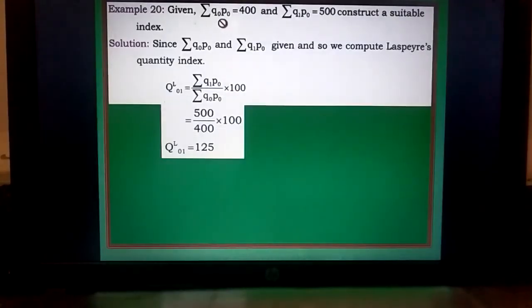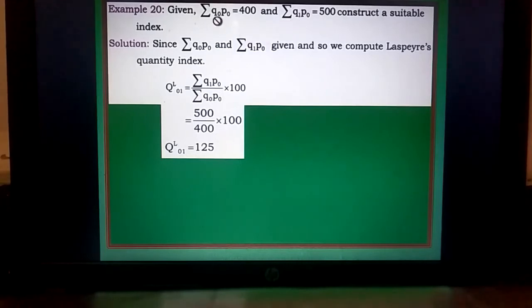Given sum of Q0 P0 is equal to 400 and sum of Q1 P0 is equal to 500, construct a suitable index. In such questions, you should see whether a quantity relative is becoming possible or a price relative is becoming possible based on the given data. Here Q1 is there and Q0 is there. That is making quantity relative. And P0 and P0 is similar, that can be considered as the weight applied. So based on this explanation, which index number is suitable, try to recall, students.